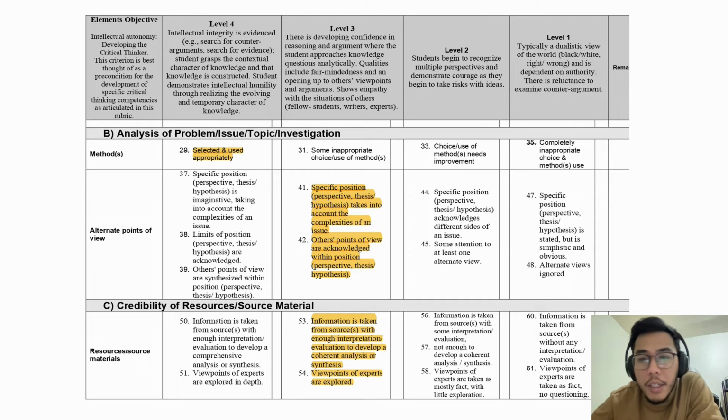Next, section B: analysis of the problems, issues, topic, and investigation. The first component is method. For this component, I believe that the selected materials were used appropriately. The methods chosen were research articles and some aerospace technical and business news from the internet as references, which is why I rate myself 4 for method.